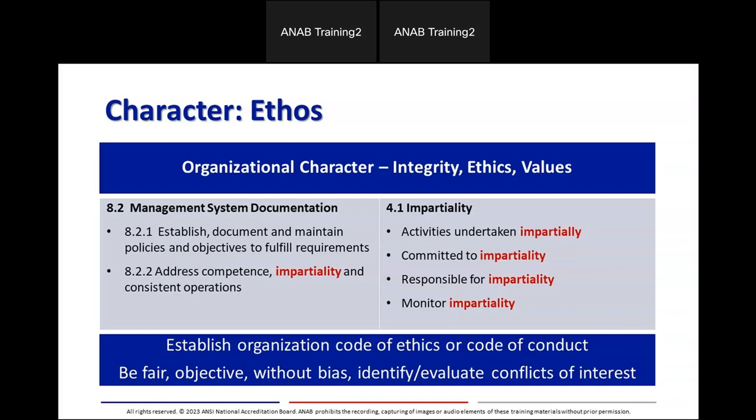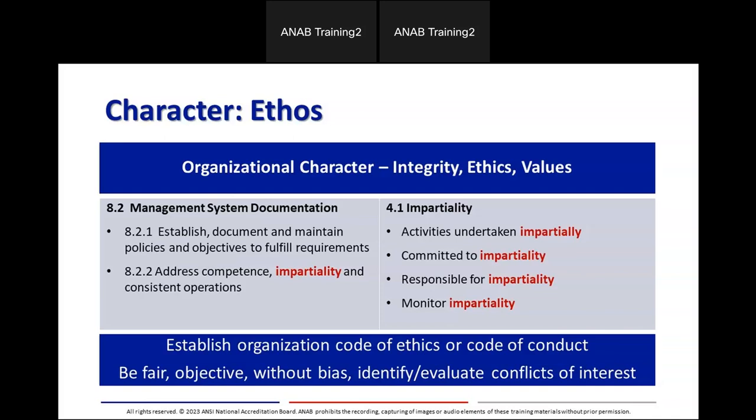Additionally, 4.1 speaks to impartiality in that the laboratory activities shall be undertaken with impartiality, shall be committed to impartiality, responsible for impartiality, and then monitor impartiality. So not only do we need to consider impartiality with our operations, we have all these things that we have to do to monitor and be committed to that impartiality to ensure that our work is done fairly and objectively without that bias.